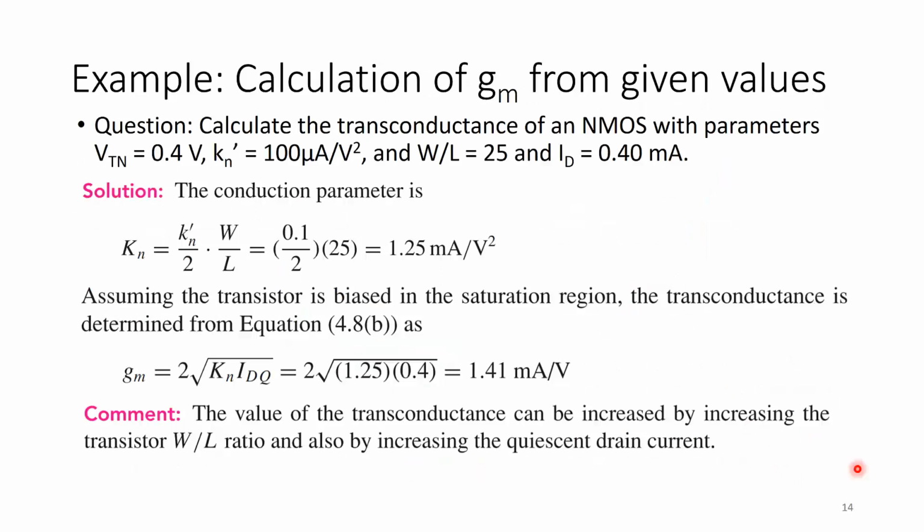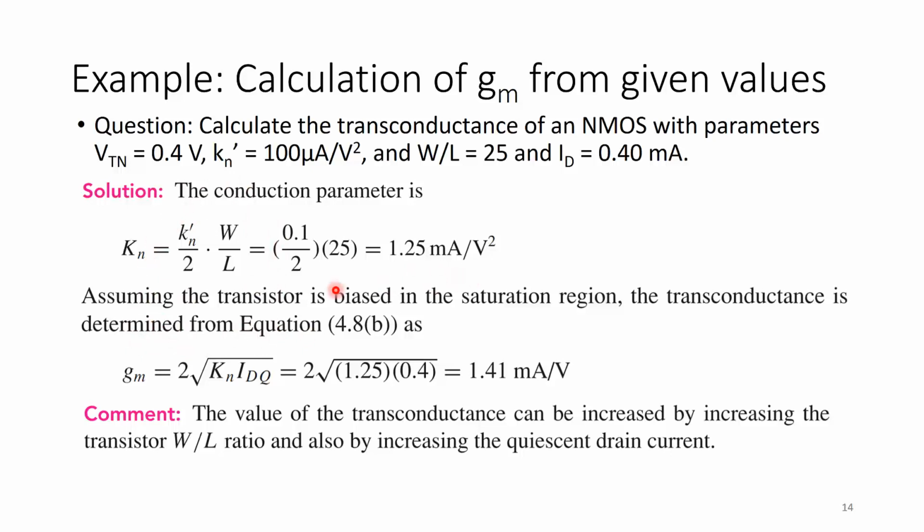Now we can do some basic calculations here. Calculating gm from given values, meaning our question here has asked us to calculate the transconductance when we have values of VTN, Kn prime, W over L, as well as ID. ID is given in this case. So we find the expression for Kn, which is Kn prime over 2 times W over L. This is a standard expression when we do MOSFETs. So Kn equals 1.25 milliamp per volt squared.